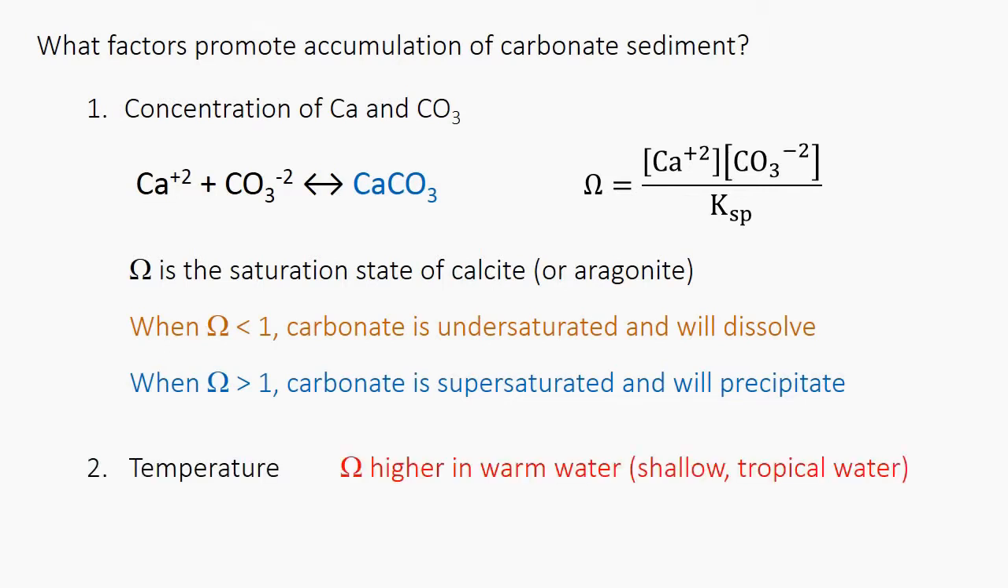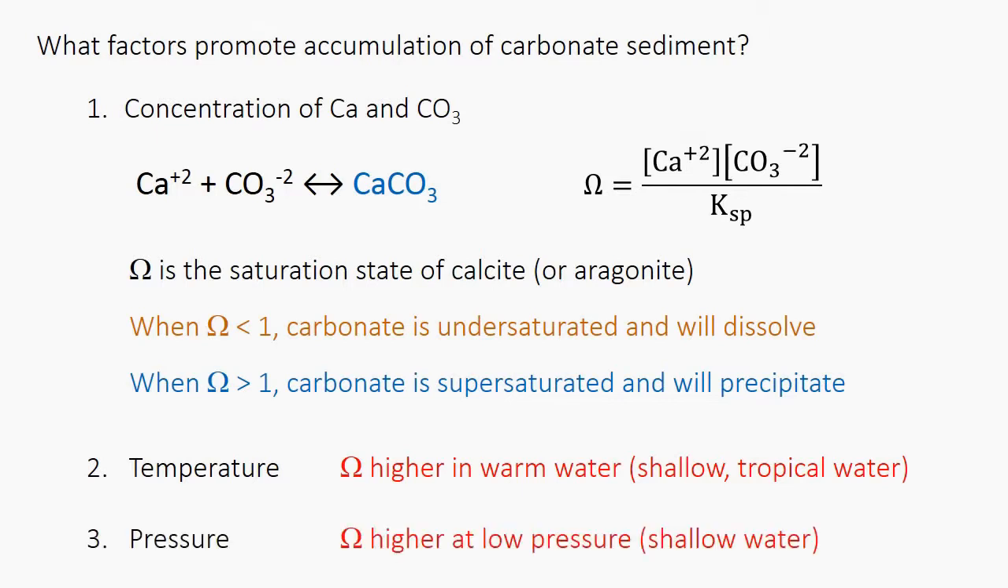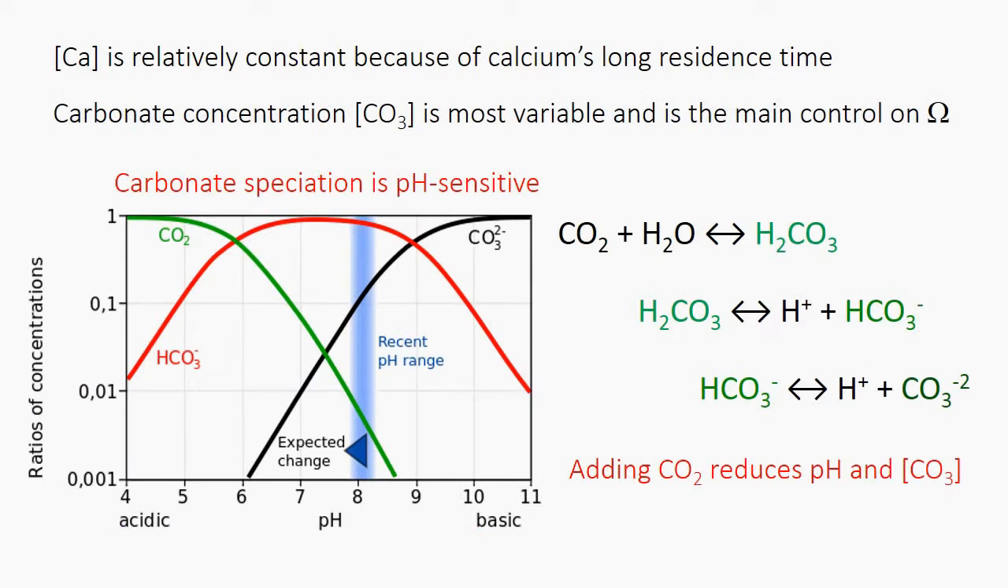Saturation is also higher, and it's a lot easier to precipitate calcium carbonate, in warmer water, for example in shallow tropical oceans, as well as at lower pressure, so in shallow water. The saturation state is primarily affected by the ion concentrations, but it turns out that calcium concentration is relatively constant throughout the oceans, because the element has a long residence time. That means it's well mixed throughout the ocean. Therefore, it's carbonate ion concentration that's the main control, because it's more variable throughout the ocean, especially because of the effect that pH has on carbonate speciation, or the distribution of different carbonate compounds.